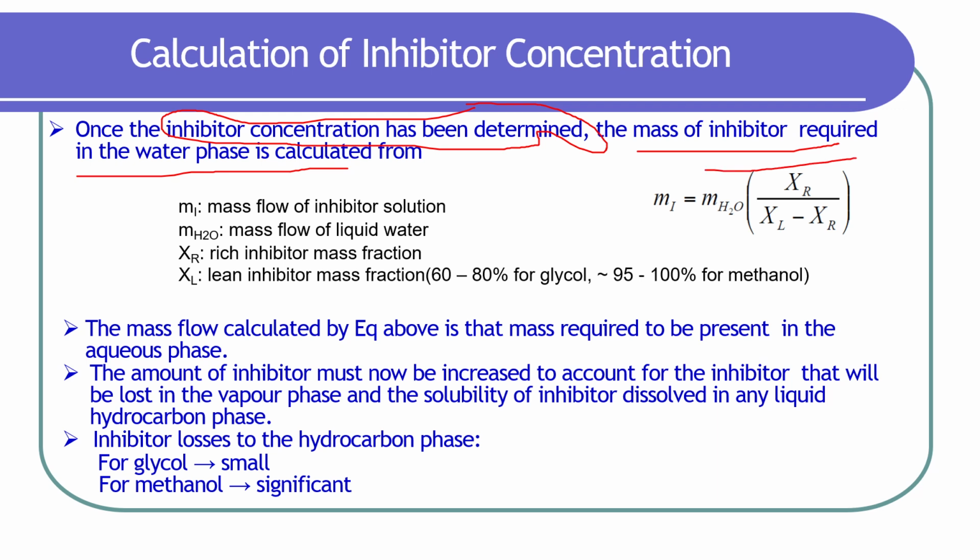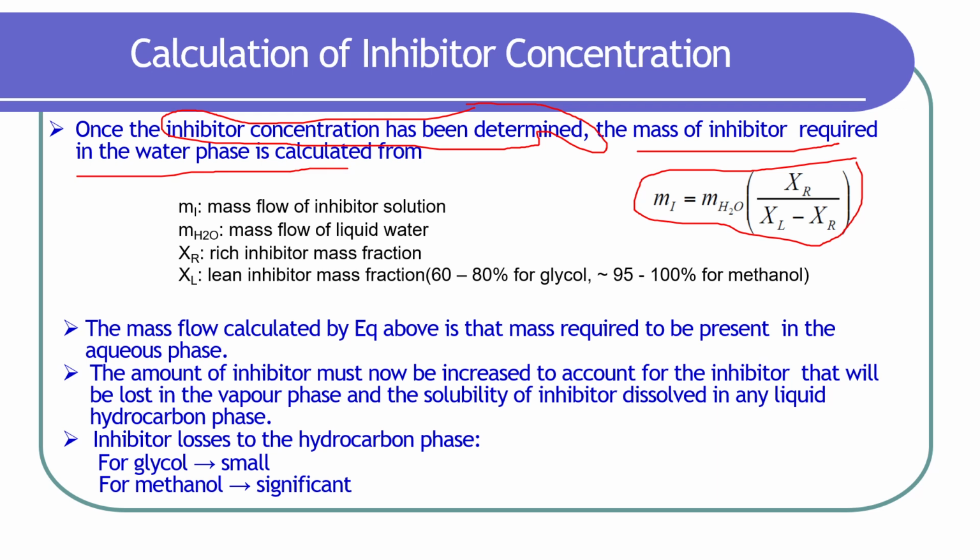And we can use this equation, where Mi stands for the mass flow rate of the inhibitors, MH2O is the mass flow rate of the liquid water, and XR and XL represent the inhibitor concentration. XR means the rich inhibitor mass fraction. XL is the lean inhibitor mass fraction. As a rule of thumb, or guideline, we can use XL between 60 to 80% for the glycol and 95 to 100% for the methanol. Now the flow rate of the inhibitors calculated from this equation is the amount of the inhibitors needed to decrease the hydrate formation temperature.